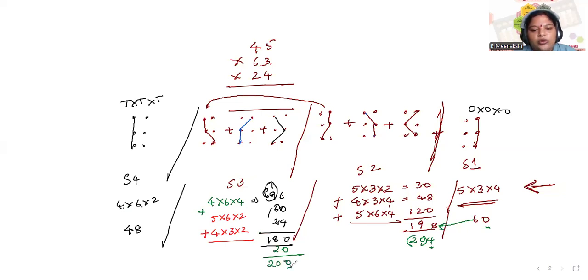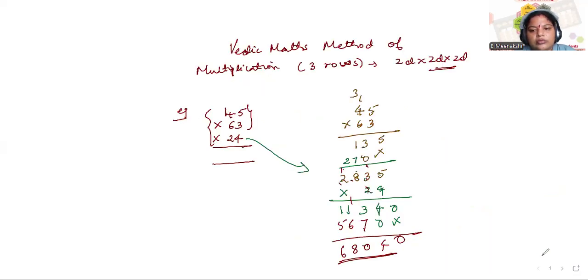Now keeping this 0 in the result, I will take 20 and add 20 to 48. So it is 68. So it is 68040. Absolutely, which is the same answer as the previous one.